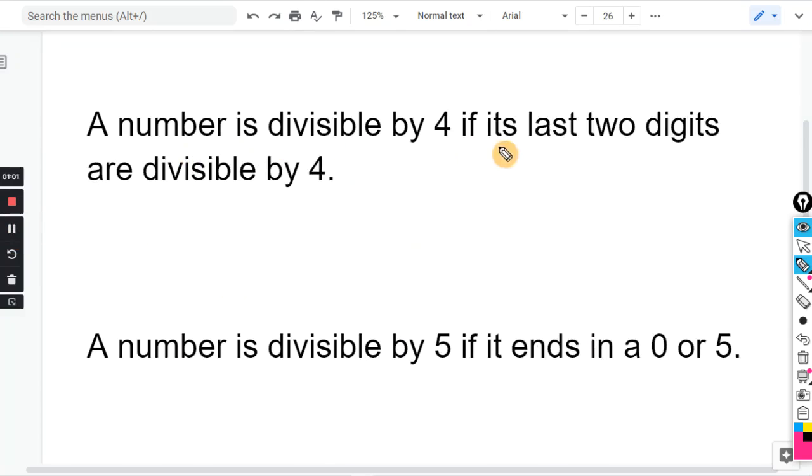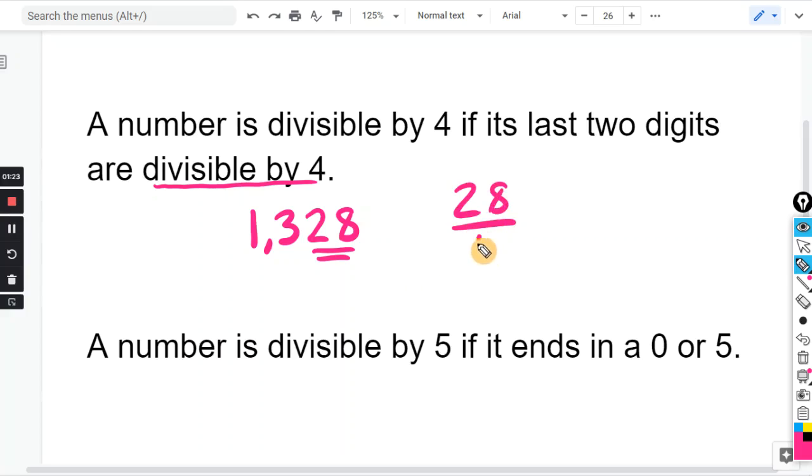A number is divisible by 4 if its last 2 digits are divisible by 4. So let's say you have a large number like 1,328, and you want to know if that can divide evenly by 4. You just look at the last 2 digits, 28. We know 28 over 4 is just 7. Then that proves the entire thing is divisible by 4.